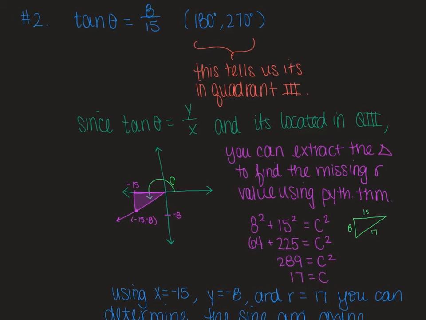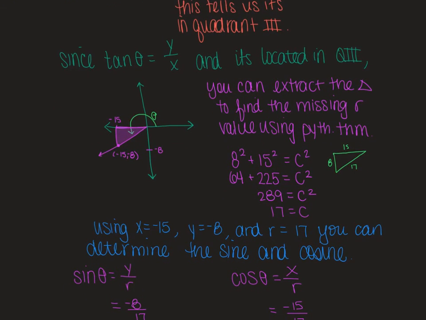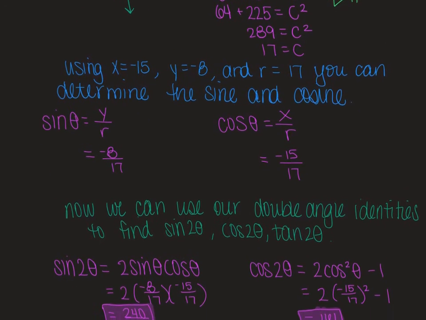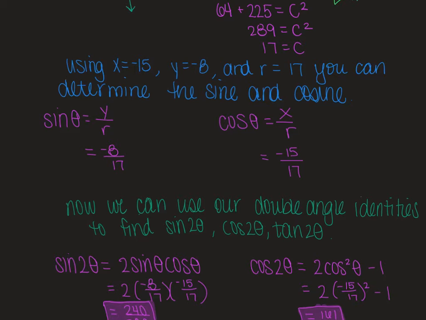I always like to organize what I have. So my given information right now is that my x was -15, my y was -8, and my r is 17. So once I find that, I can just determine my good old-fashioned sine and cosine by plugging them in. And my cosine's plugged in. And we can use these 3 values now, our tangent, our sine, and our cosine. We can use them with our double angle identities to find sine of 2 theta, cosine of 2 theta, and tangent of 2 theta.